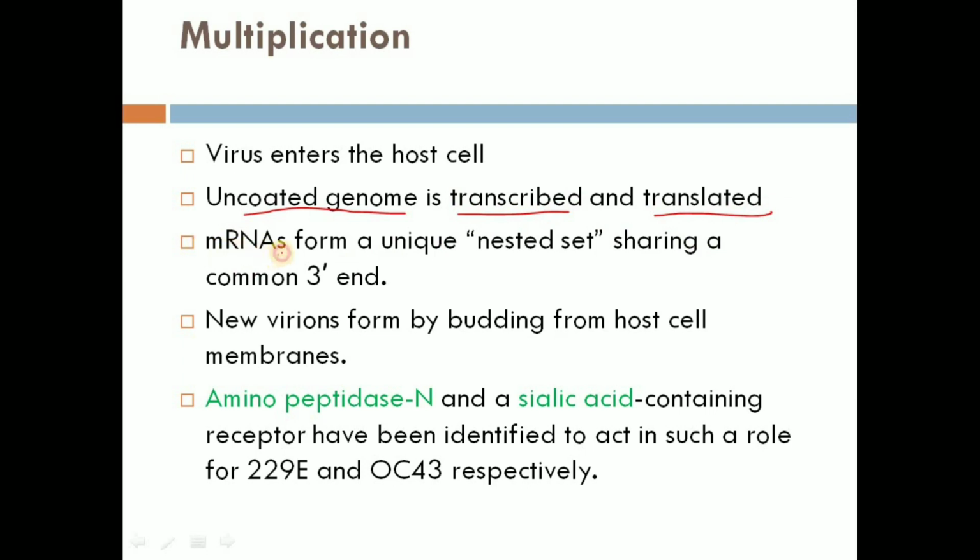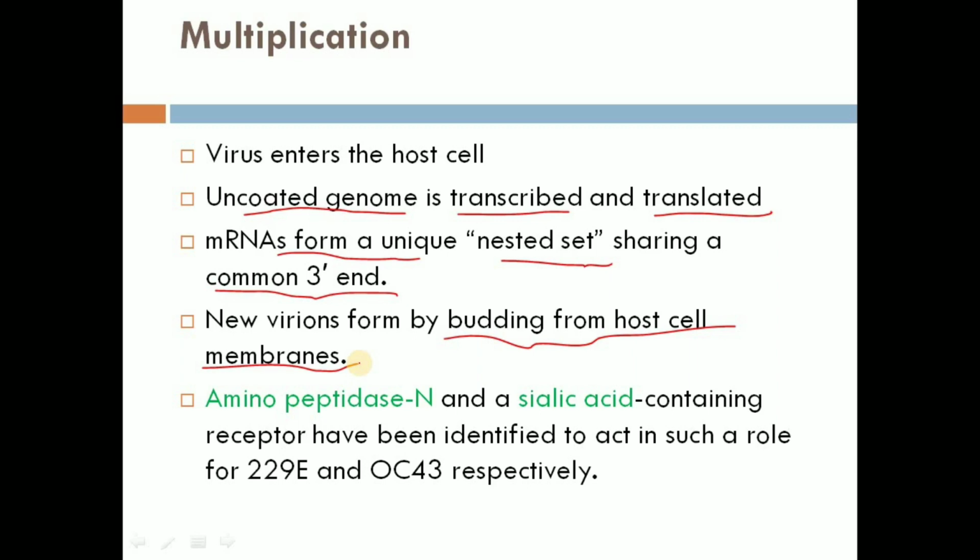Okay, so this mRNA forms a unique nested set sharing a common 3 prime end. This is very important. Here it always shares a 3 prime end, and the new virions emerge from the host cell by budding. Okay, by budding from host cells, the membrane is emerged.